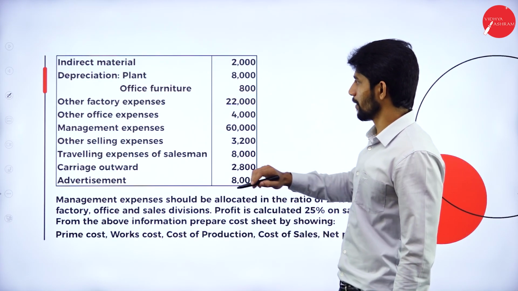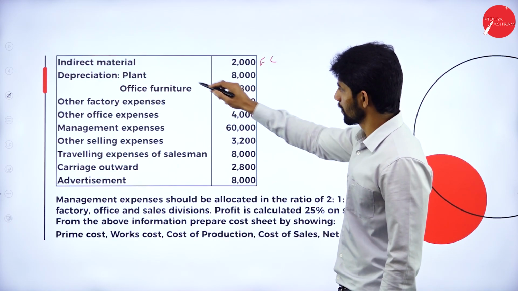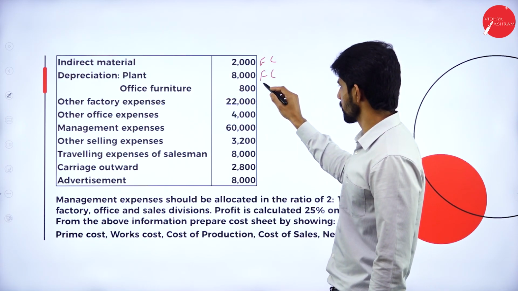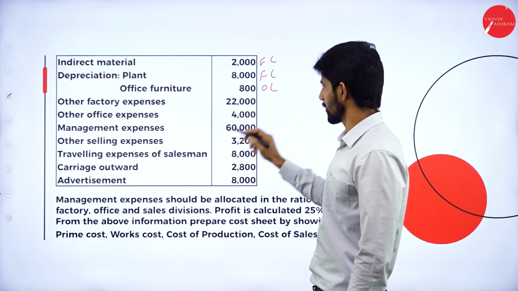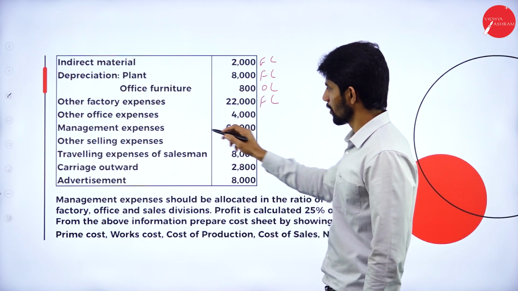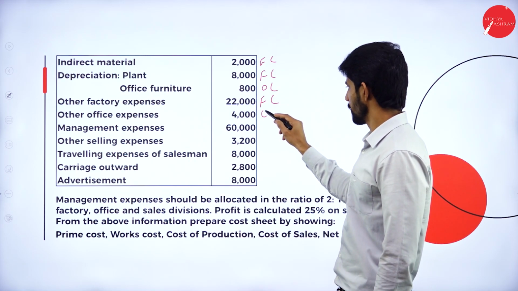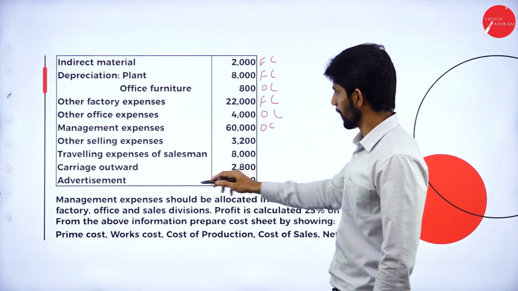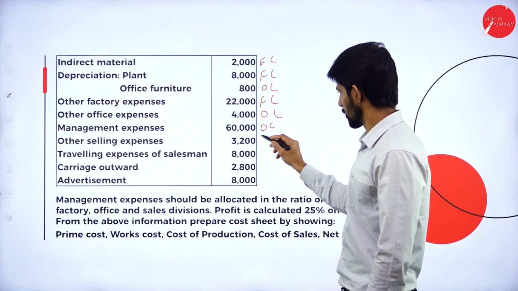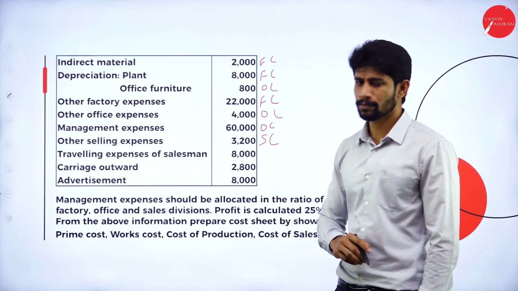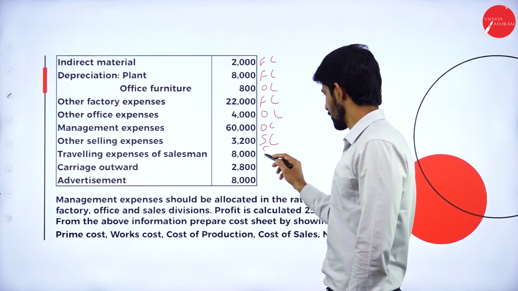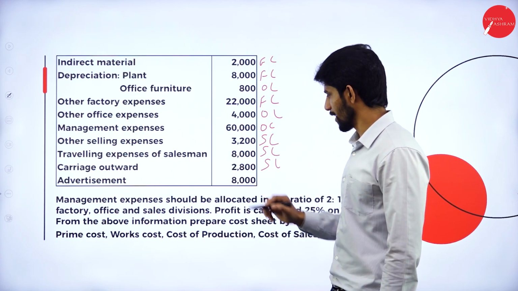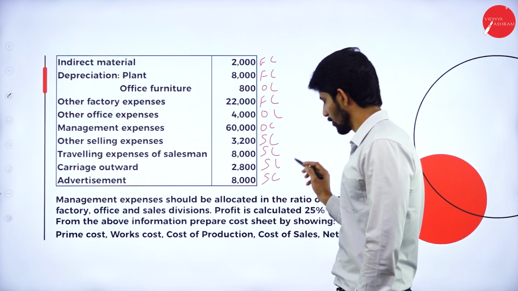Rent and rates, factory cost, and rent and rates of office cost. Next, indirect material, factory cost. Depreciation on plant, factory cost. Depreciation on office furniture, office cost. Other factory expenses, factory cost. Other office expenses, office cost. Management expenses, office cost. Next, other selling expenses, that is selling cost. Traveling expenses of salesman, selling cost. And carriage outward, selling cost. Advertisement comes under selling cost.